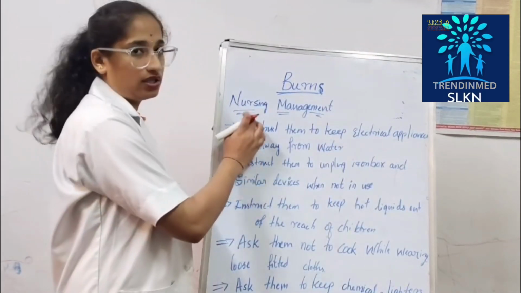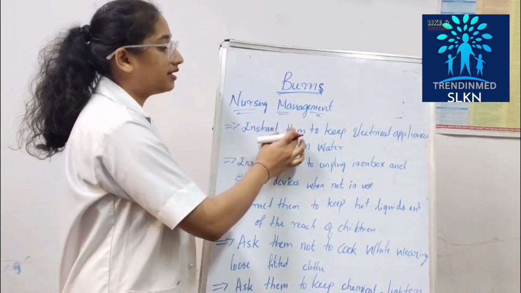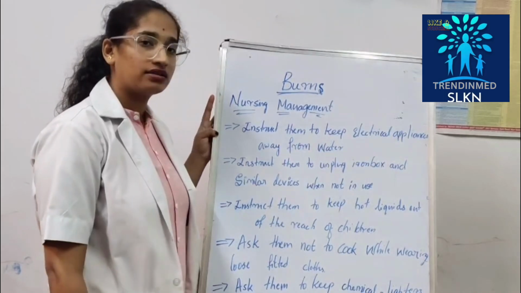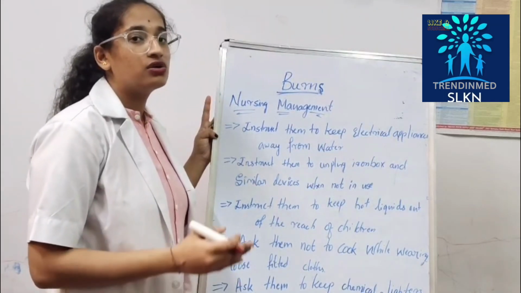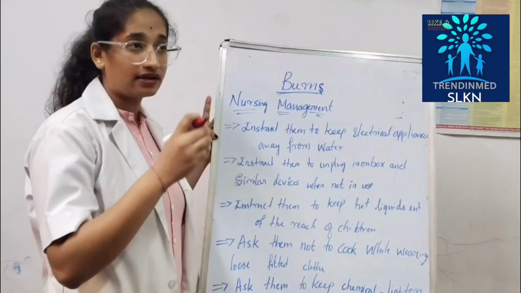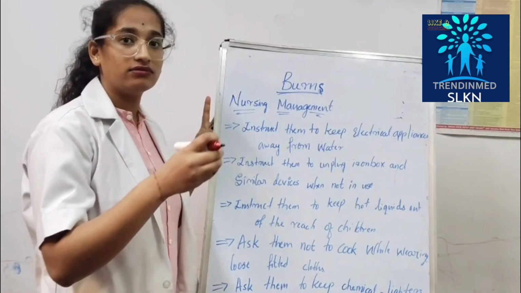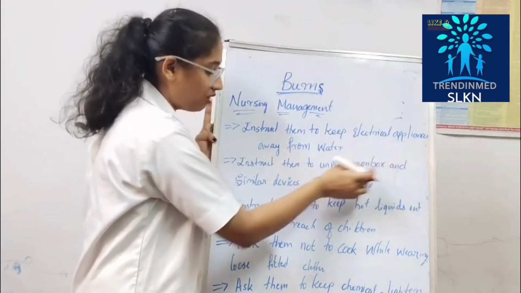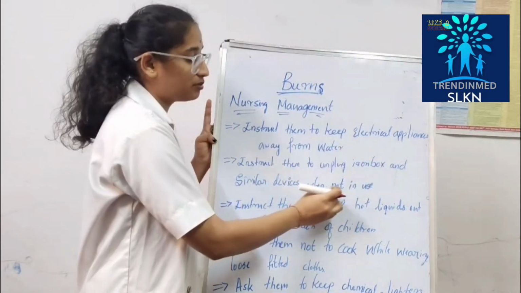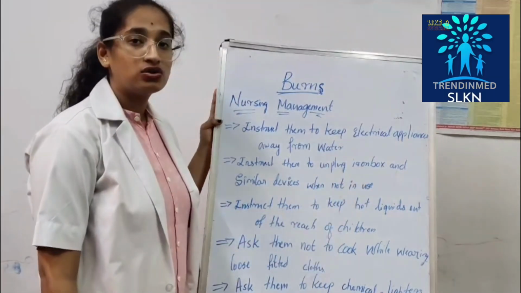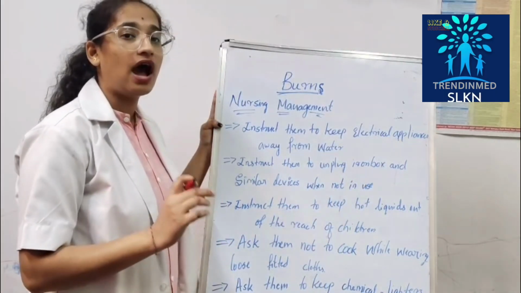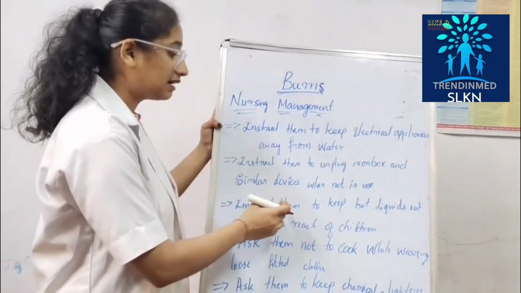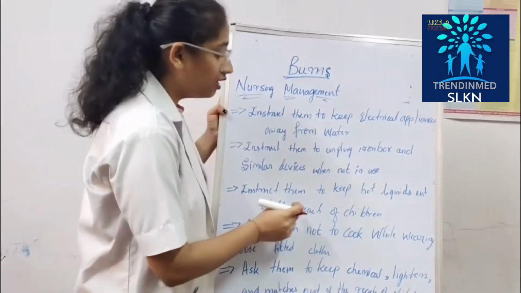So now we will discuss the nursing management. Instruct them to keep electrical appliances away from water. We have to instruct the patient's family or the patients to keep electrical wires or any electrical things away from water. Then instruct them to unplug the iron box and similar devices when not in use. We have to advise the patients to unplug iron boxes or any other similar devices when not in use.